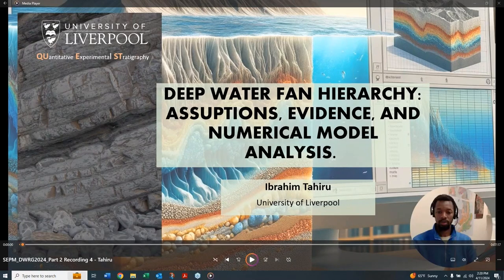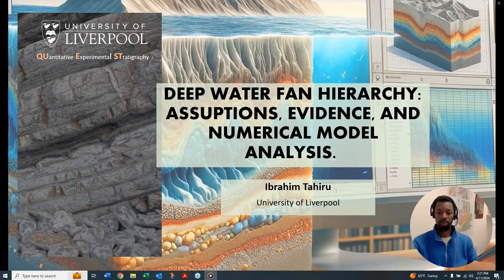Moving into the next talk then, it's going to be another recording, this time from Ibrahim Tahiru, who's a student at the University of Liverpool, and he's going to be talking about some numerical modeling that he did for us in some deep water fans. Keep the questions coming in the chat.